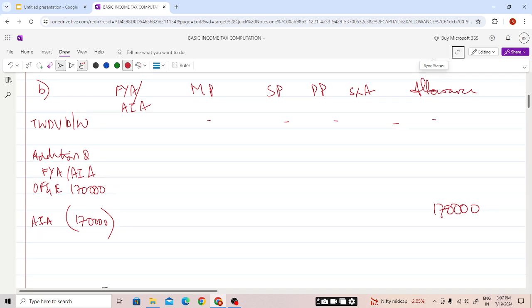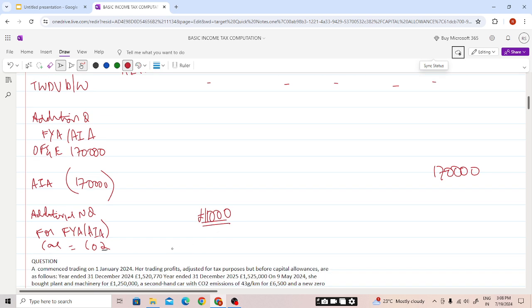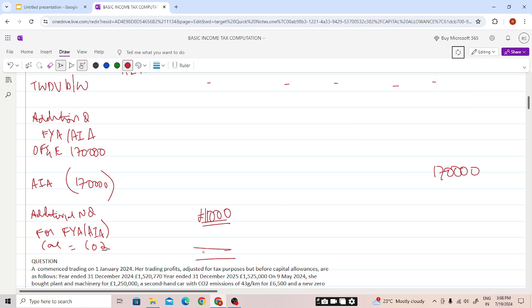Now addition qualifying for FIA, no FIA as the car has CO2 emission. Now additions not qualifying for FIA and AIA, that is the car of CO2 emission, will be under the main pool because it is between the range of 1 gram to 50 grams per kilometer. And now students, any disposal? No disposal. So this will be the value, and on this value we will be calculating the WDA.